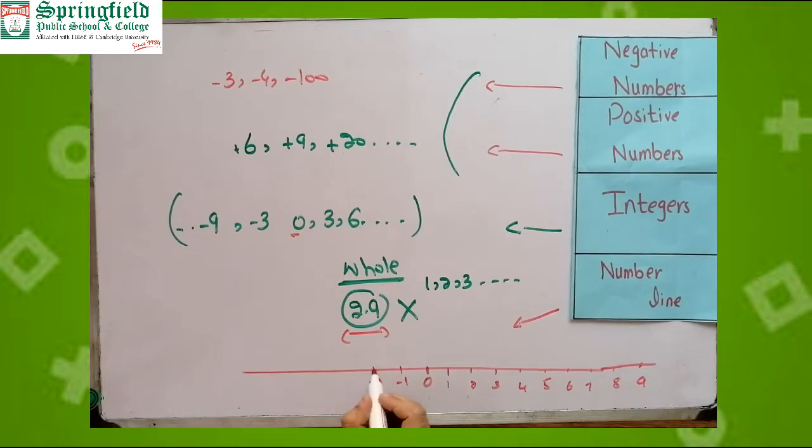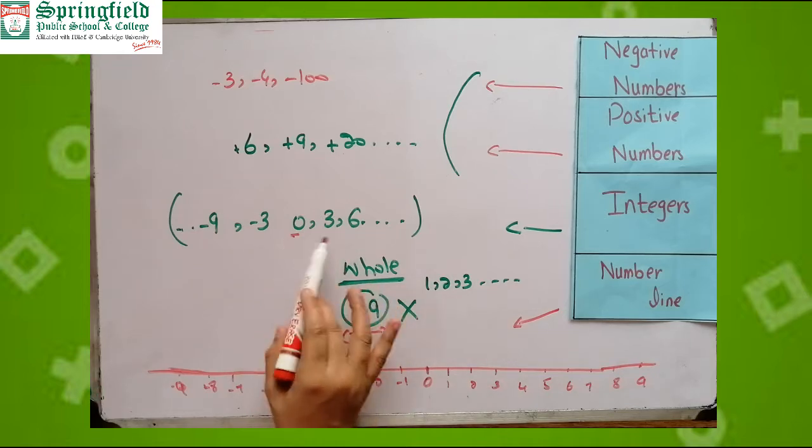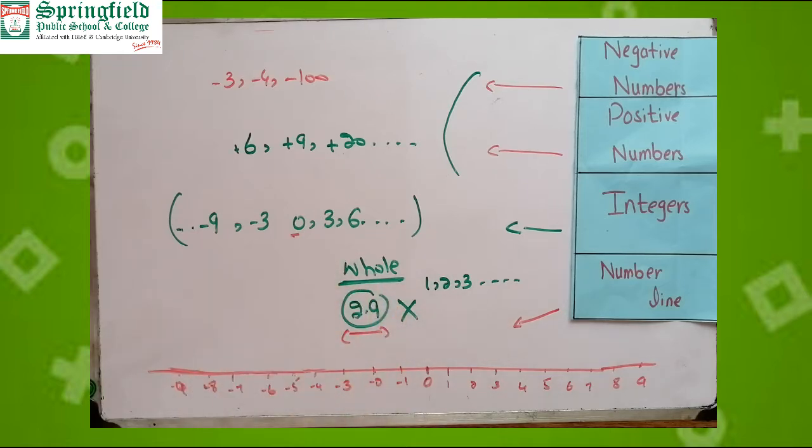-1, -2, -3, -4, -5, -6, -7, -8 and -9. Fine. This line is a straight line. Okay, now we can represent these integer numbers on a number line.